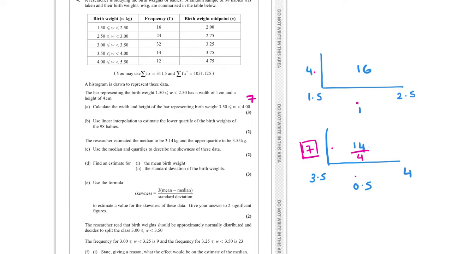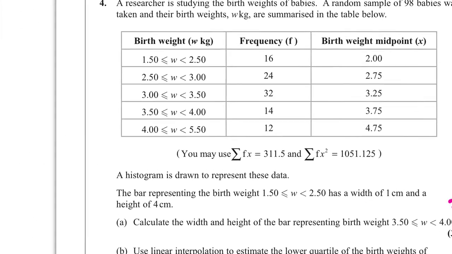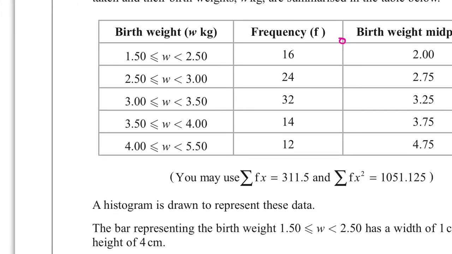Then it says, use linear interpolation to estimate the lower quartile of the birth weights of the 98 babies. Okay, so first of all, 98 divided by 4 is going to give me 24.5. So I'm looking for the 24.5th person. Well, if you think this is between 0 and 16, 16 plus 24 is 40. So between 16 and 40, this is where I'm going to find the 24.5th person. Now remember, linear interpolation is taking this like exact, it's like a literal thing, okay?